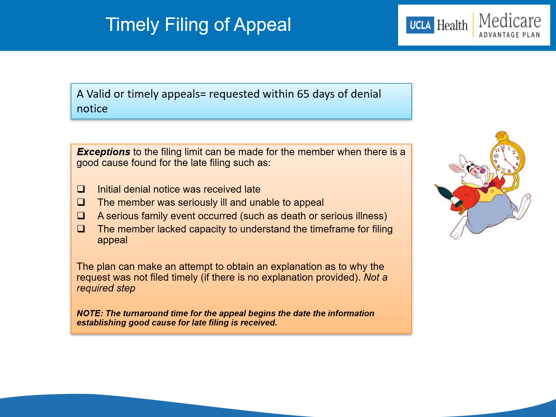The plan can make an attempt to obtain an explanation as to why the request was not filed timely. This is only, of course, if the member initiated that request but there was no explanation provided. It is not a required step for us to do outreach, but we can as a courtesy. Please note that the turnaround time for the appeal begins the date the information establishing good cause for late filing is received.